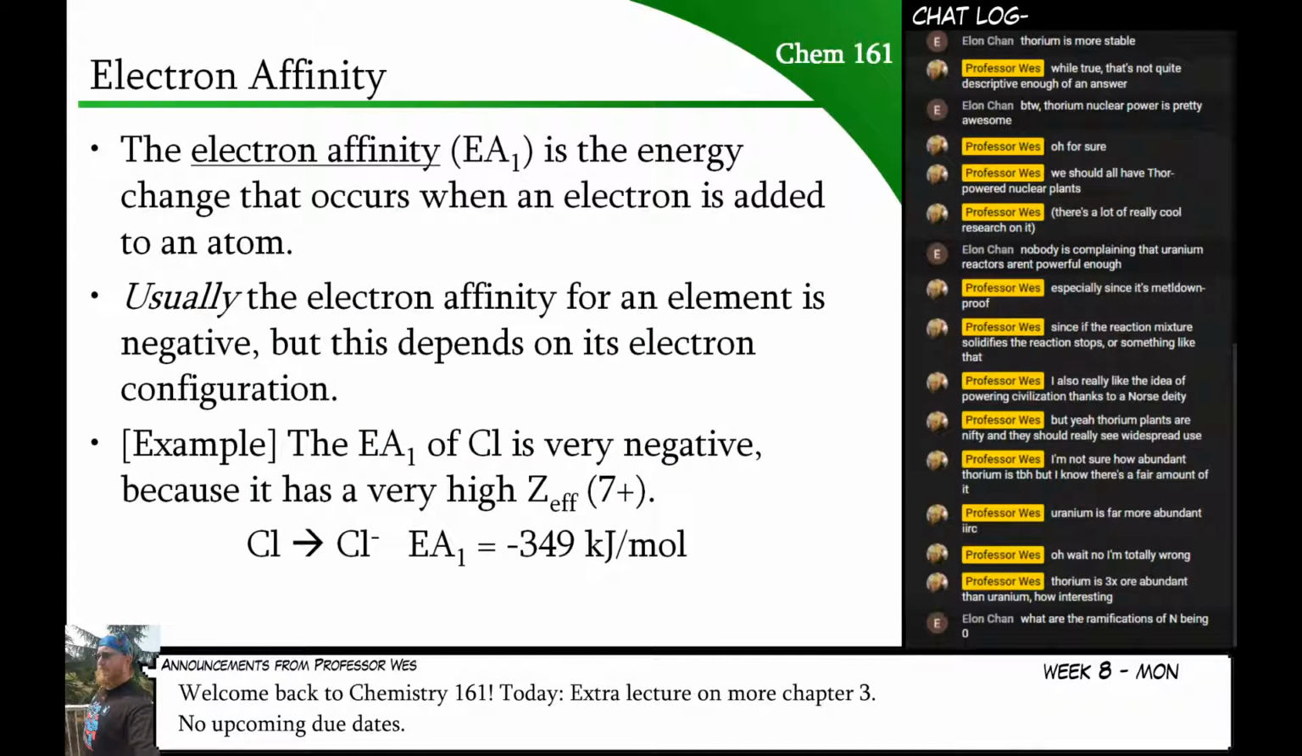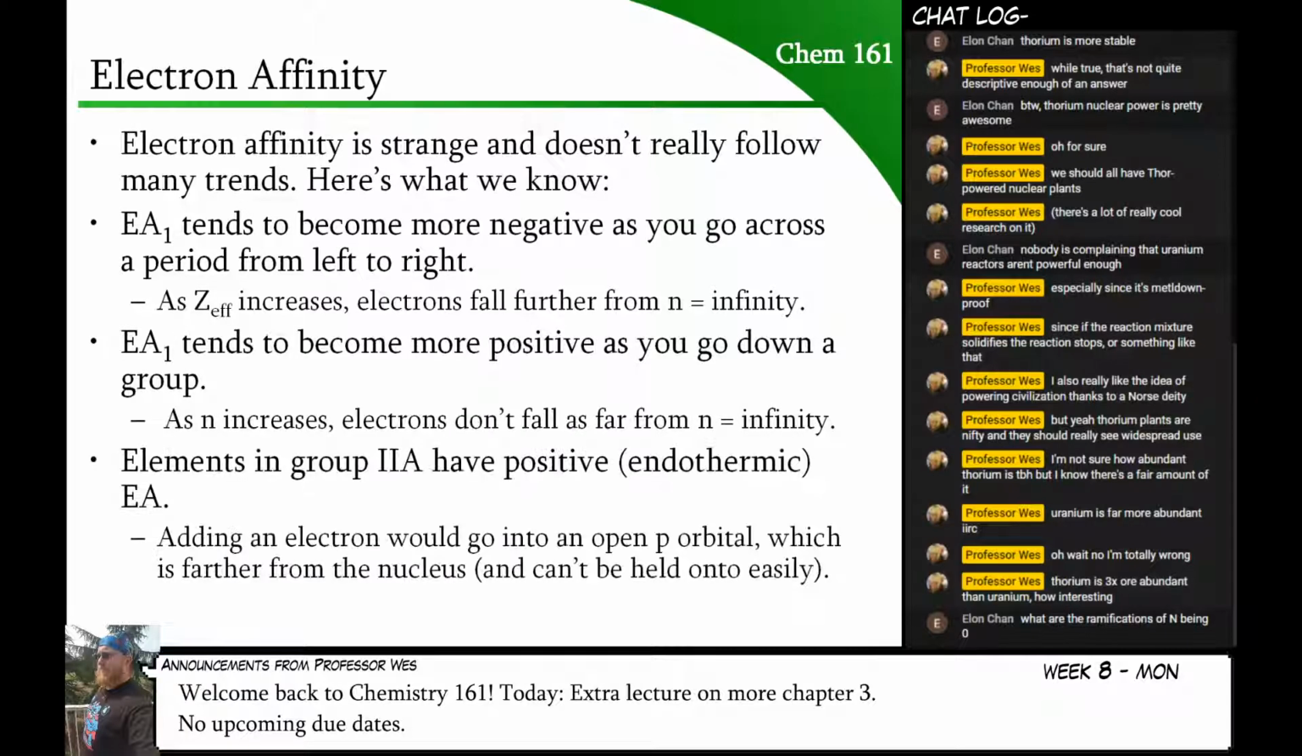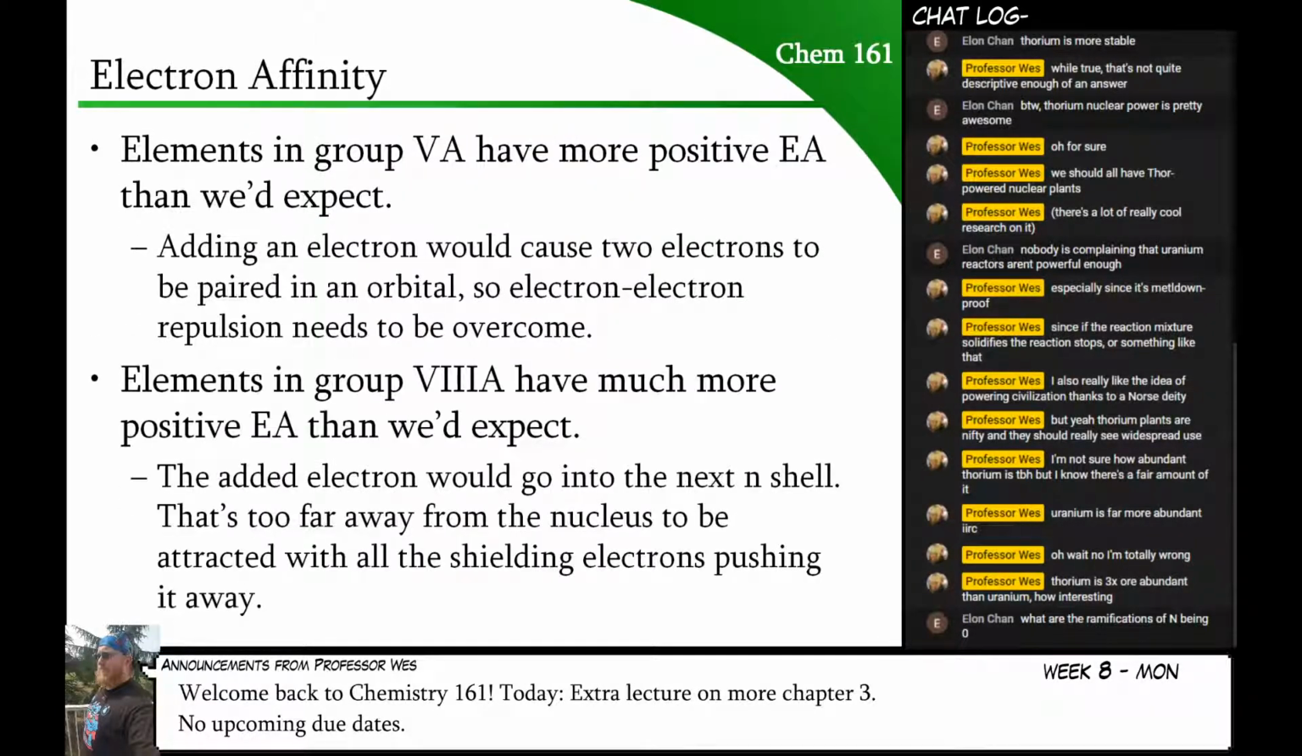All right, so the takeaway messages from this are that electron affinity is when you add an electron to an atom, it is almost always negative. And then the trends that we observed on the PowerPoint slide. And so that's what I'm talking about here. And then those are just more exceptions that we just discussed.